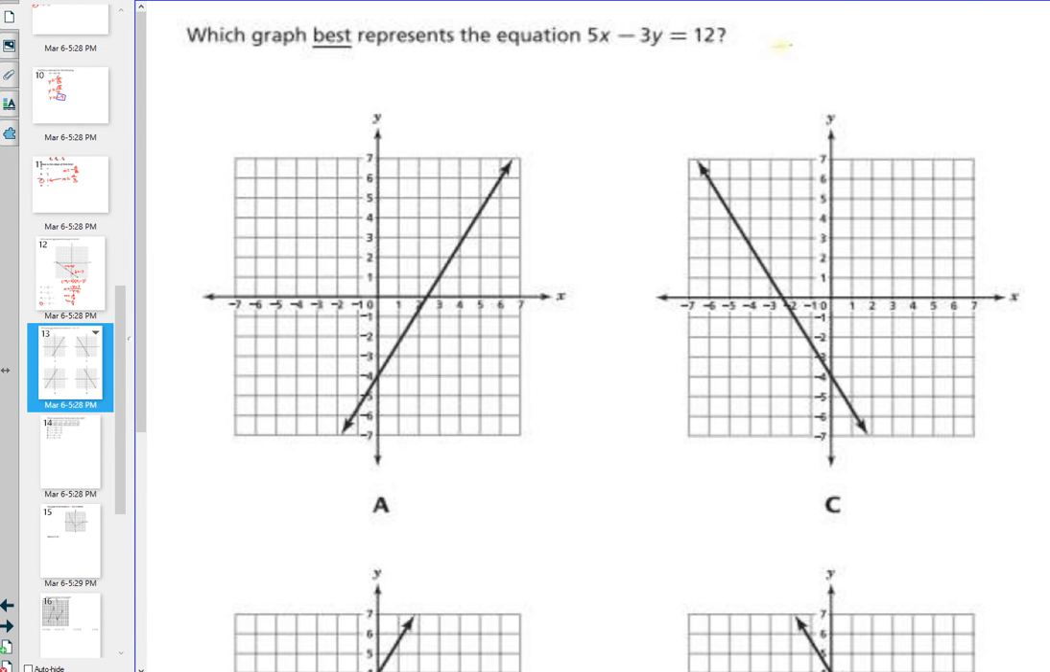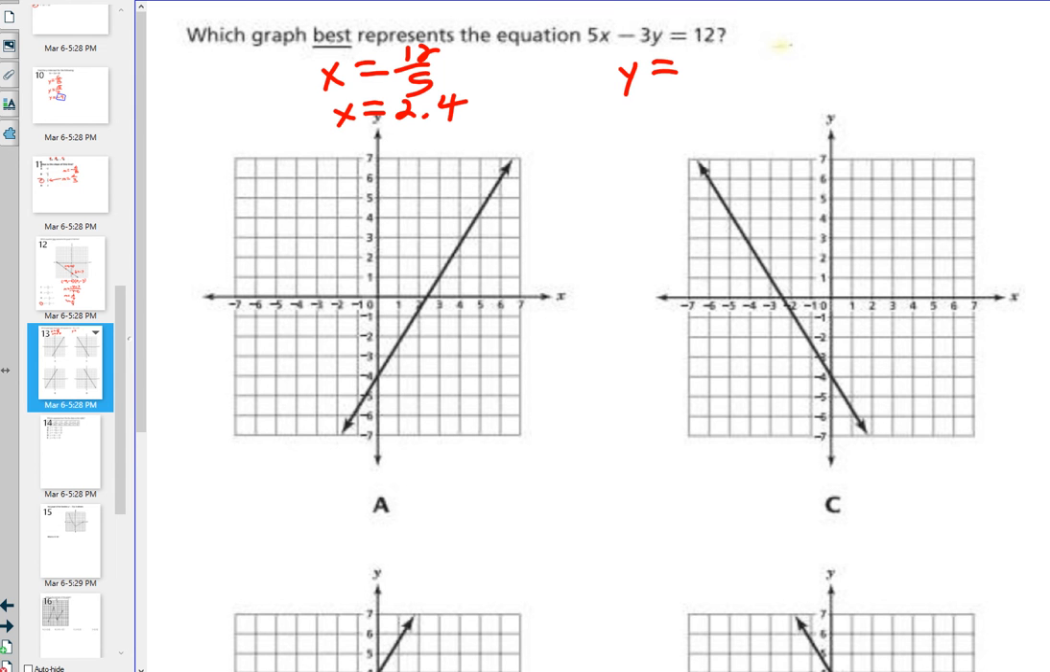Which graph best represents, what form is that in? Standard. Now, the way I showed you to graph standard, the quick way, is just to find the intercepts. What was the formula for x-intercept? C over A, which kind of sucks because it's going to give you a decimal here. It's 2.4, but at least I know that's somewhere between 2 and 3.